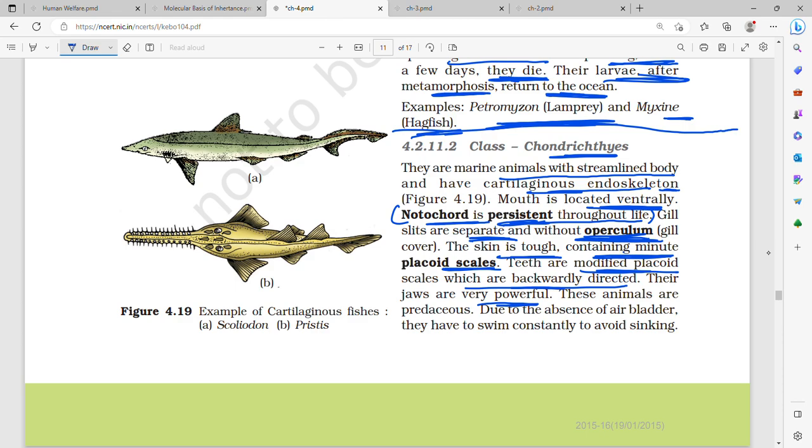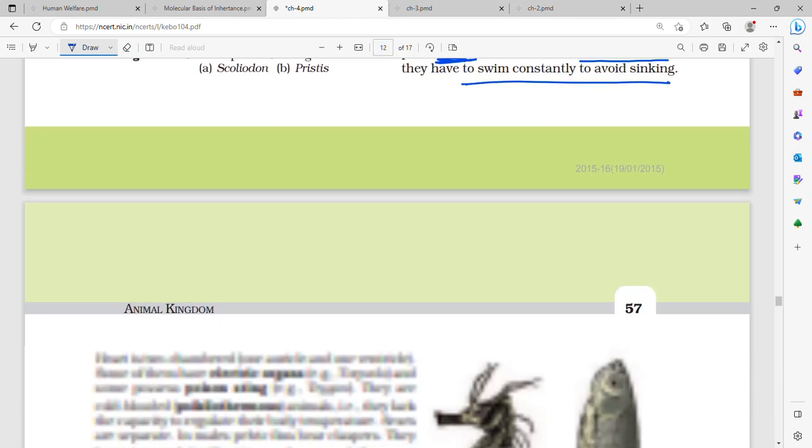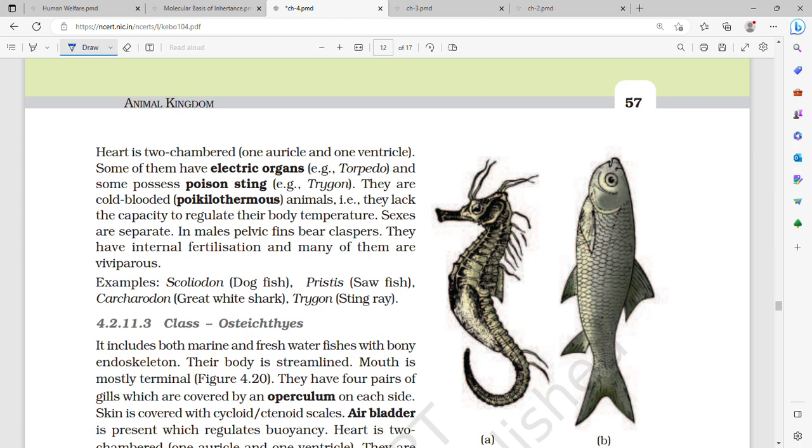Skin is tough and contains minute placoid scales. Teeth are modified placoid scales, backwardly directed. Jaws are very powerful. They are predaceous, that is, they predate. Due to the absence of an air bladder, they have to swim constantly to avoid sinking.